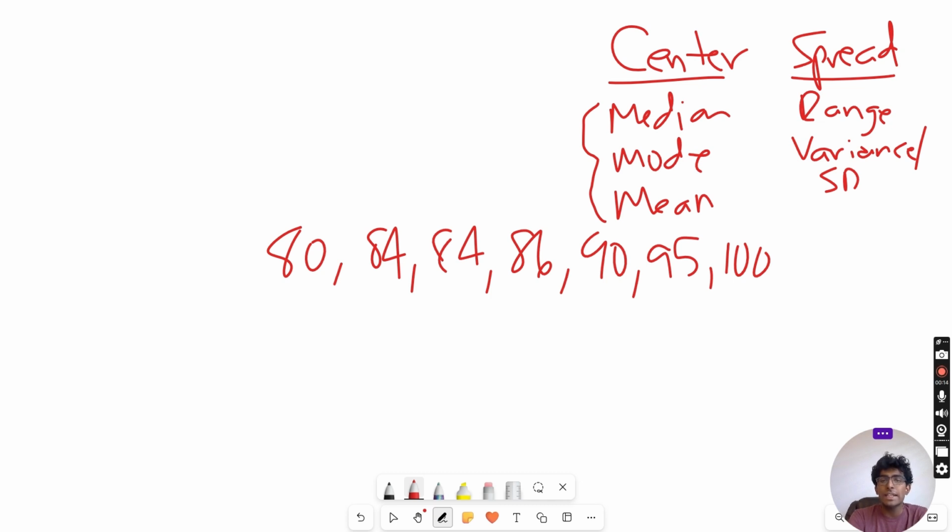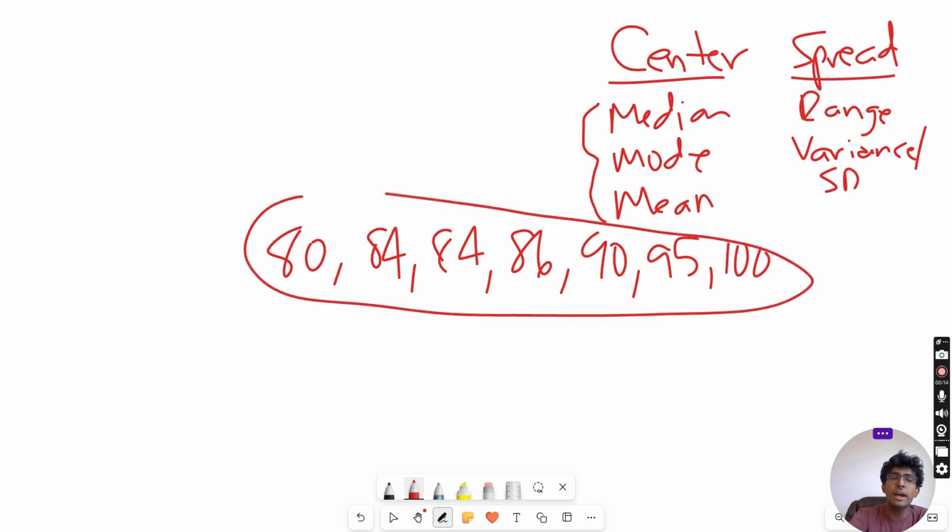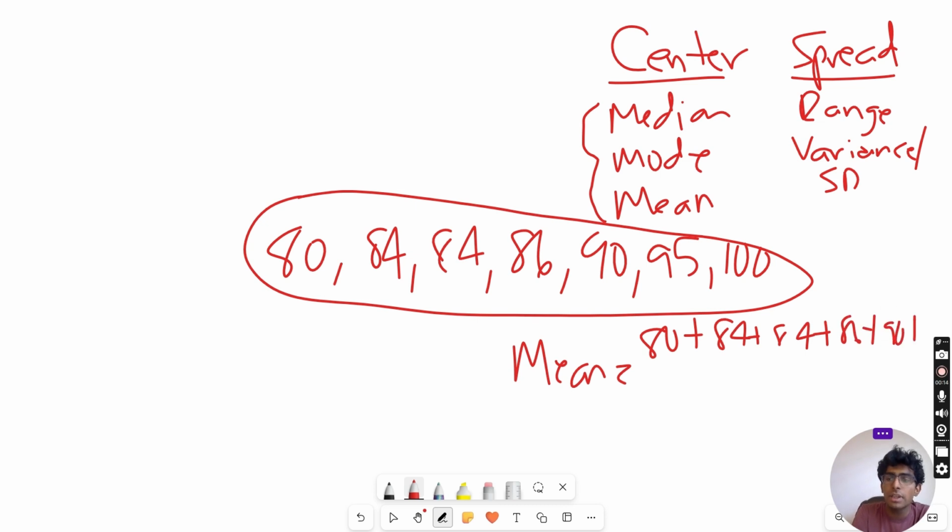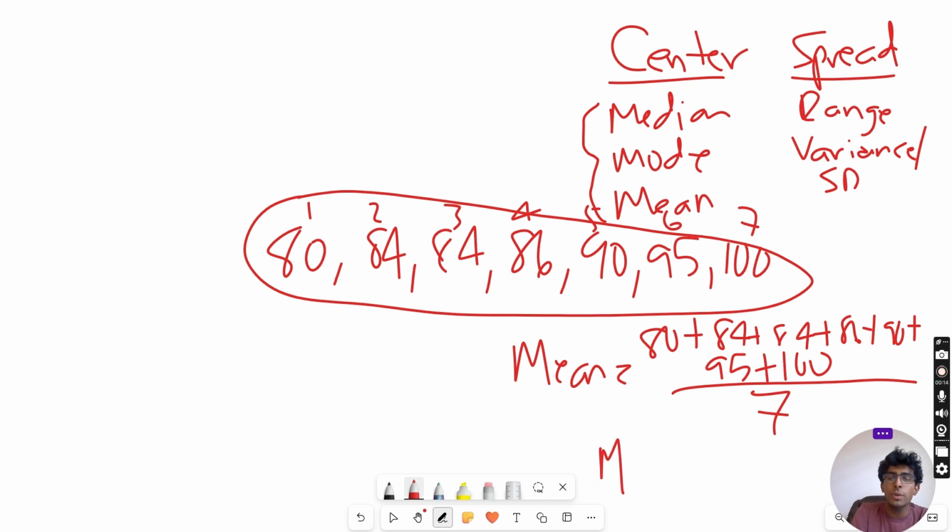It's the average of the data set, meaning you're going to add up the values here in your data set. So you're going to add all these values up, and you're going to divide by the total number of data points that you have. So it would be basically 80 plus 84 plus 84 plus 86 plus 90 plus 95 plus 100 divided by the total number of data points. We have 1, 2, 3, 4, 5, 6, 7.